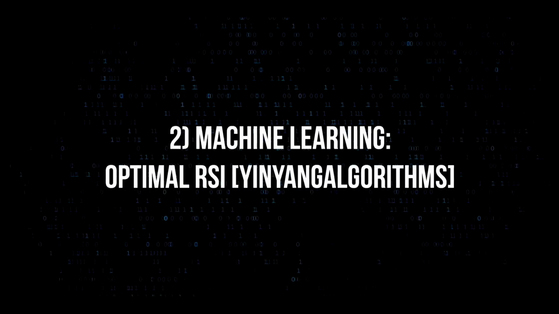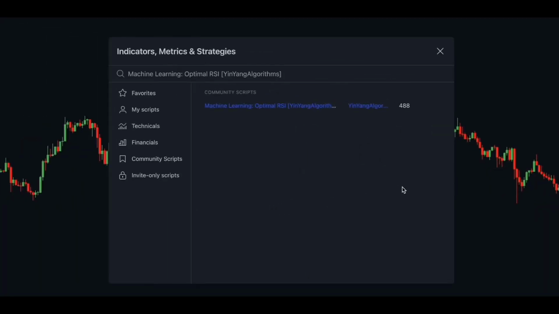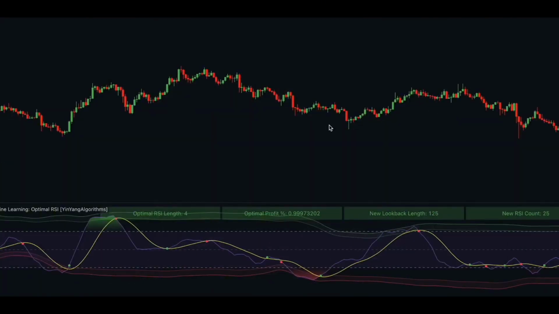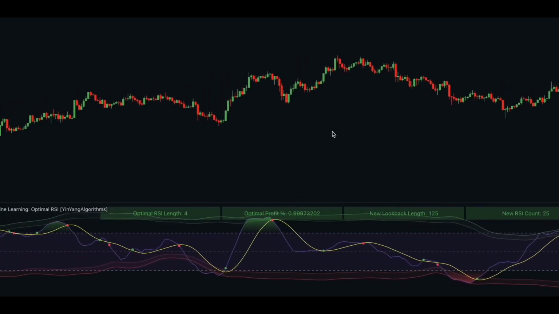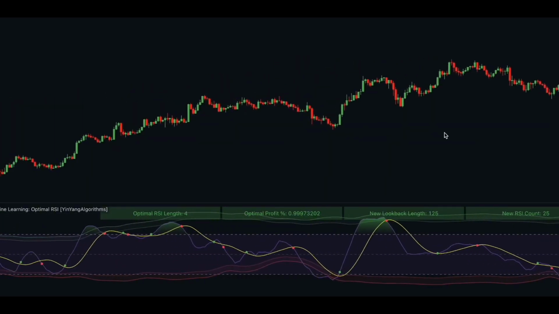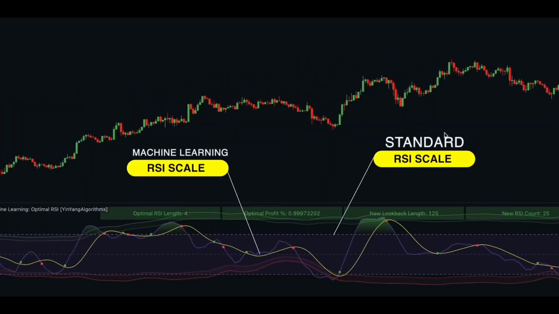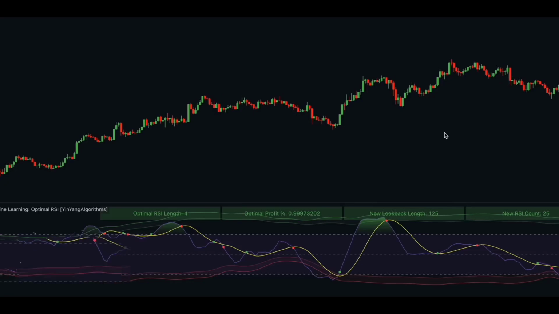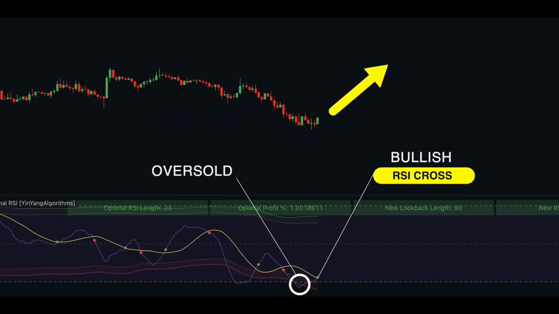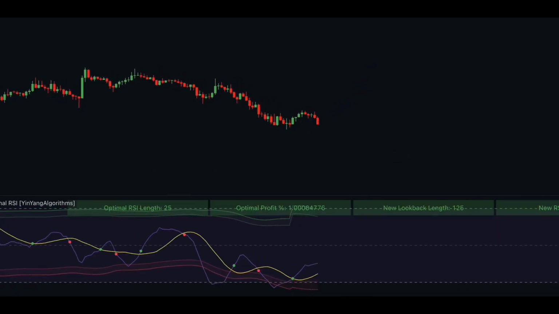On the second place, I put an artificial intelligence-based indicator called the Machine Learning Optimal RSI by Yin Yang Algorithms. This artificial intelligence RSI is 10 times more effective than the old version. What this AI indicator does is it basically rates multiple different lengths of RSI to determine which RSI to RSI MA cross produces the highest profit within the look-back span. This optimal RSI is then passed back and used as input into a machine learning calculation.